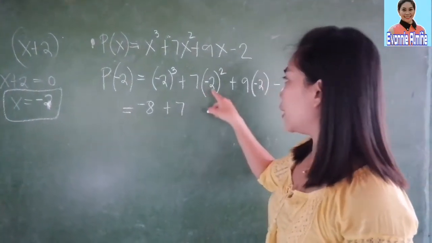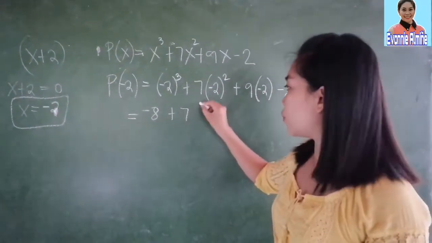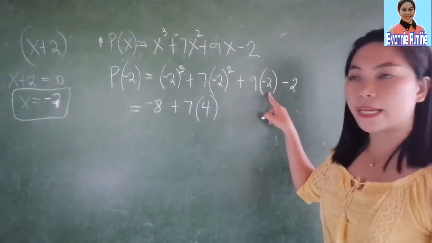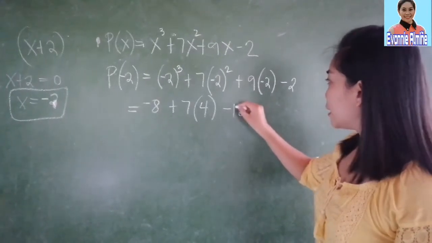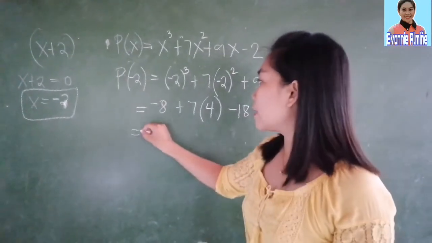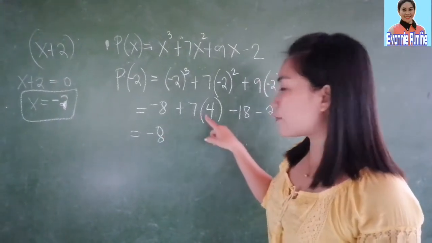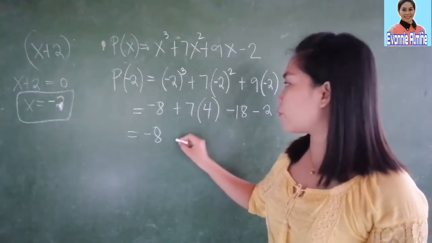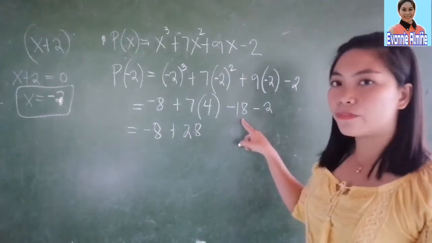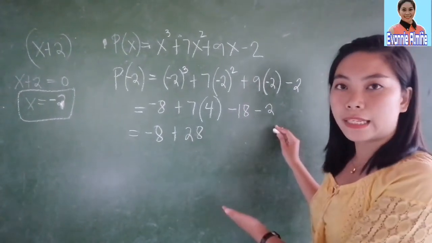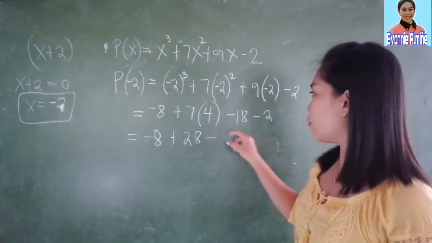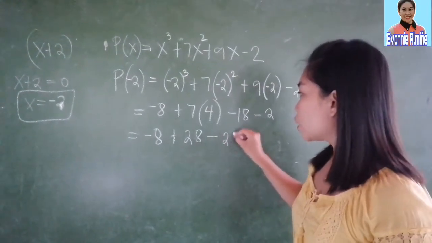Okay, bring down 7. Negative 2 times negative 2, you have positive 4. So 9 multiplied by negative 2, you have negative 18. Bring down negative 2. Okay? Then bring down negative 8. 7 multiplied by 4 is 28. Negative 18 minus 2, same sign. Ibig sabihin, i-add po natin, then copy the sign. So negative yung sign, 18 and 2, you have 20.